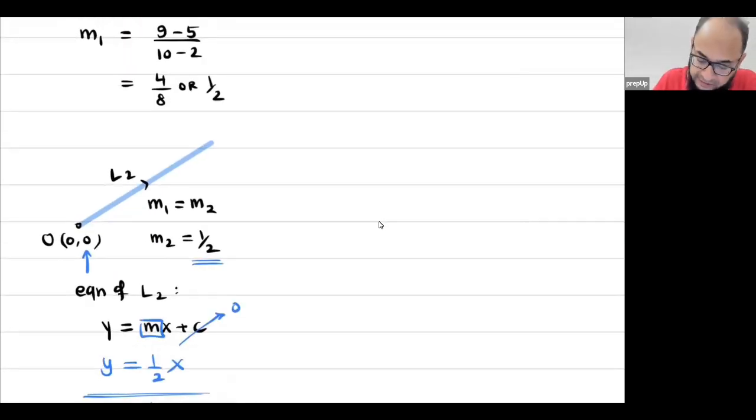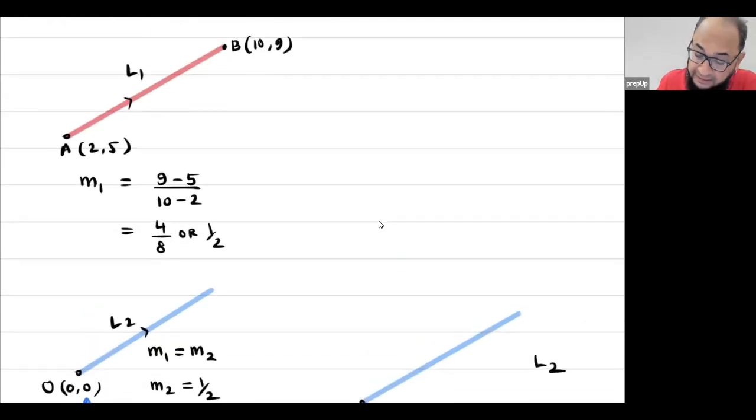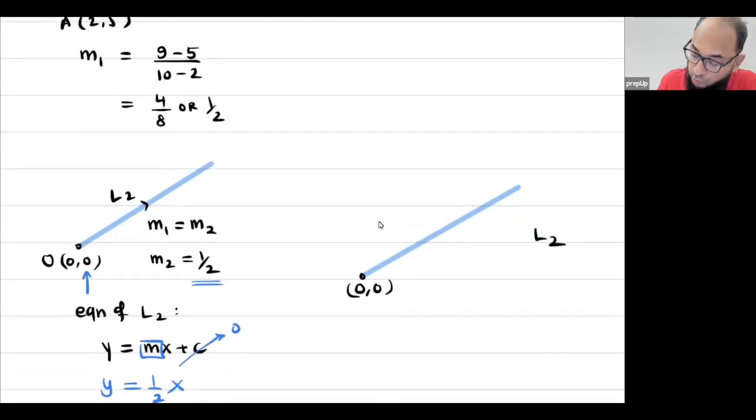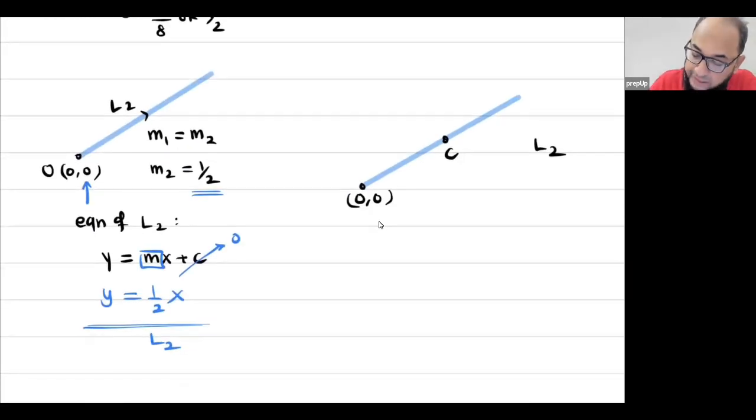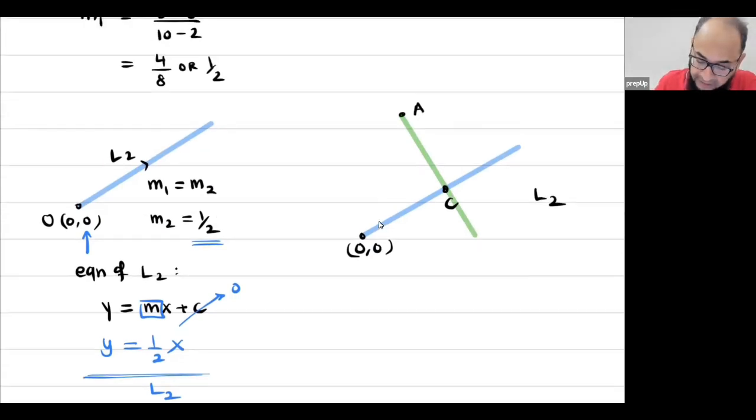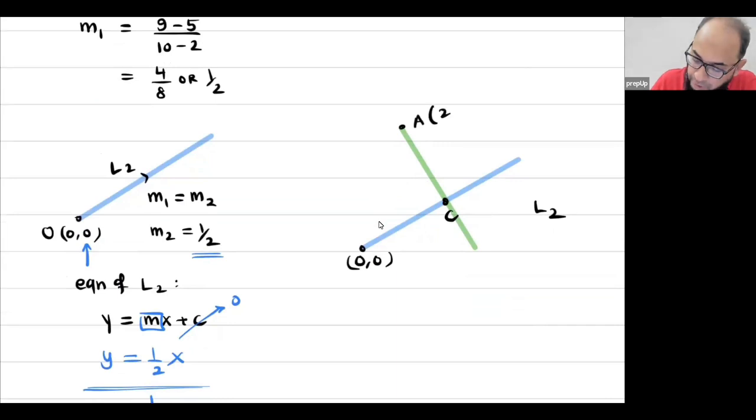Now it further says, let me just draw it. So now this is L2. This is origin 0, 0. This is L2. And then it says that there is a point C on L2 such that AC is perpendicular to L2. It's not a perpendicular bisector. It is just a line which is perpendicular like this. So therefore, this is A. What is A? A is 2, 5. So 2, 5 is perpendicular to line 2.